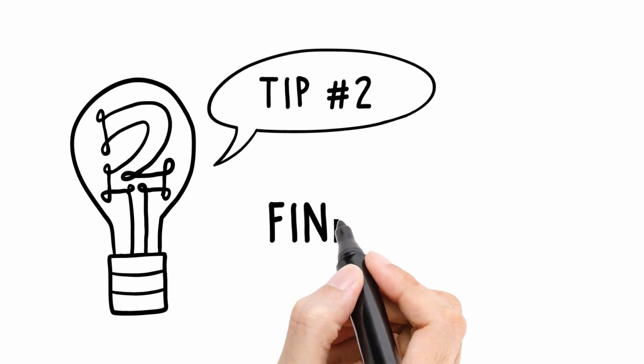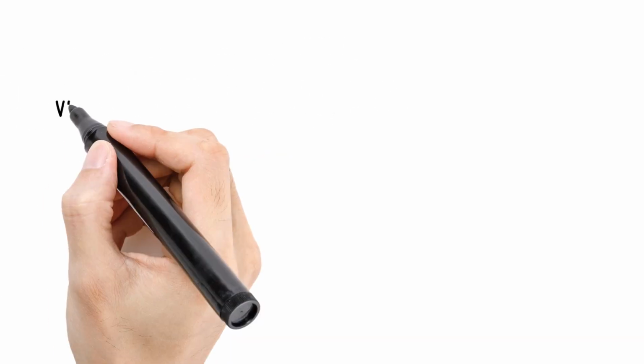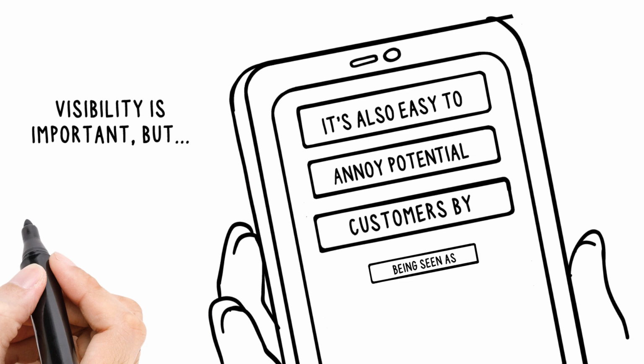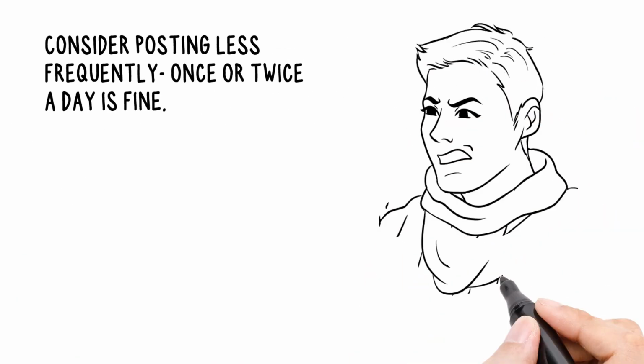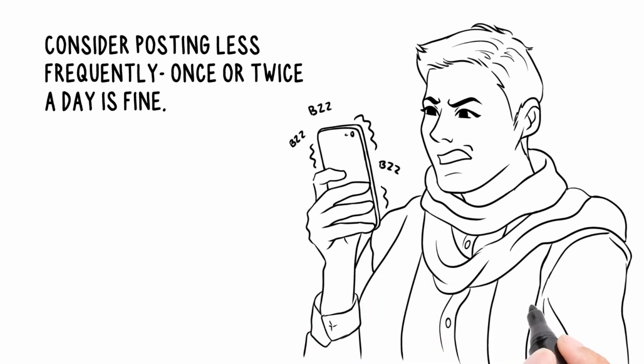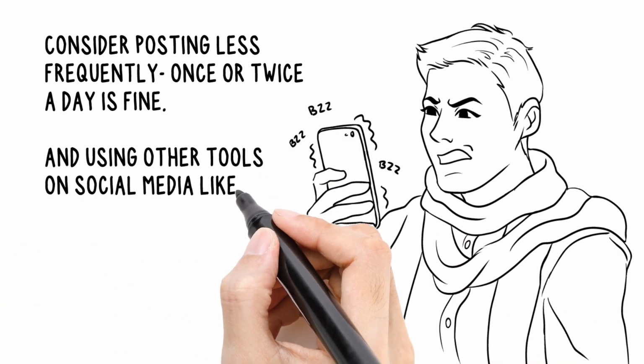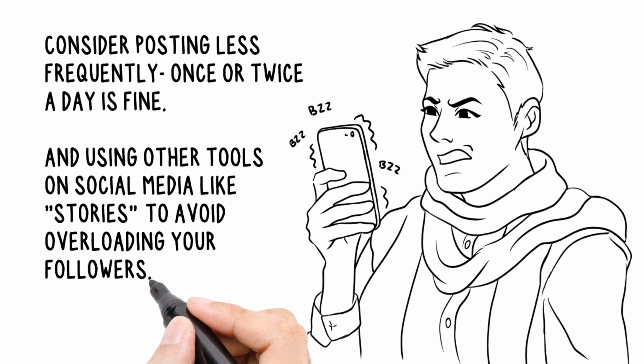Tip number 2, find the right saturation. Visibility is important, but it's also easy to annoy potential customers by being seen as spammy. Consider posting less frequently, once or twice a day is fine, and using other tools on social media like stories to avoid overloading your followers.